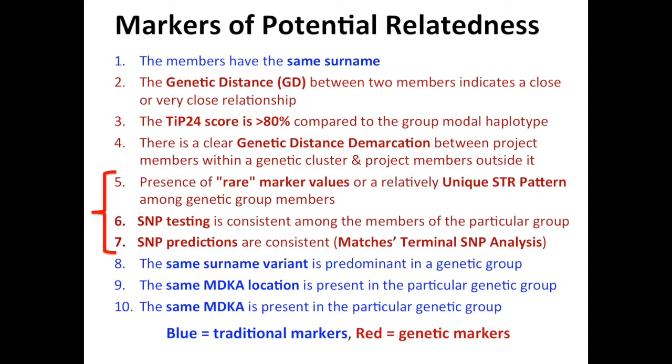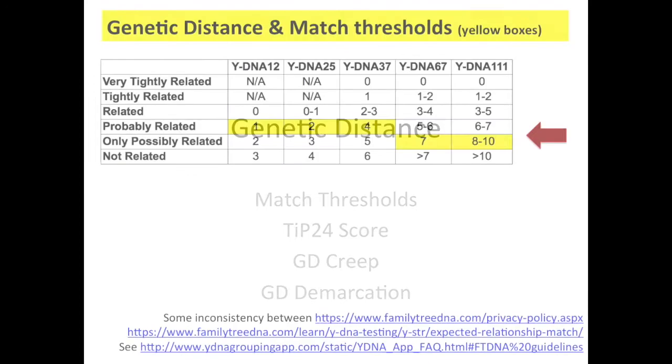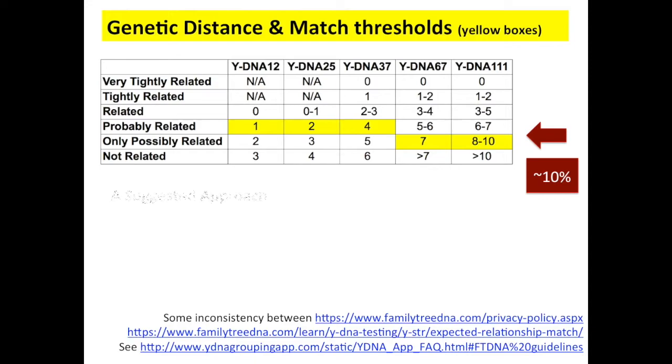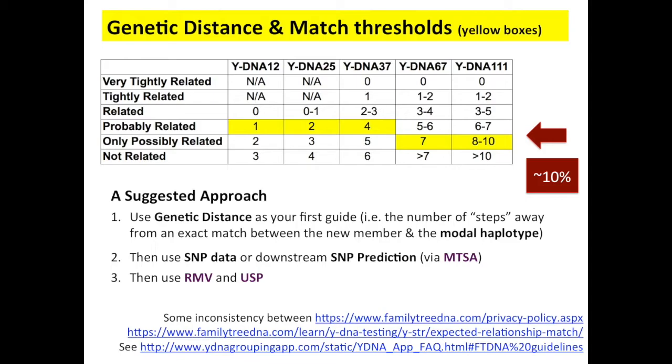We've talked about genetic distance as well. I'm not going to spend too much time on it. Those are the thresholds. What I do now in my projects, and you can do this if you want, is I use genetic distance as my first guide. Then I look at the SNP data. If SNP data is not there, I try to predict what the Big Y results are going to be using this match's terminal SNP analysis. And then I use rare marker values and unique STR patterns to try and group people appropriately.